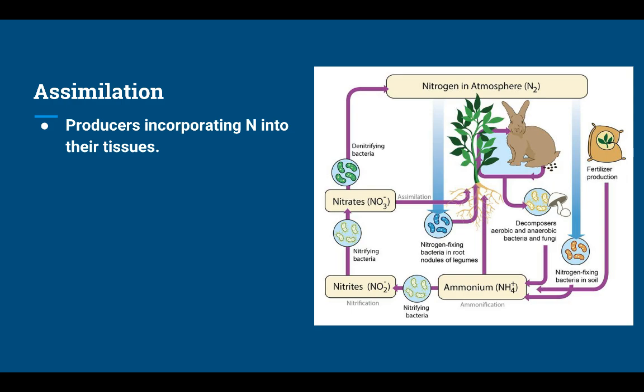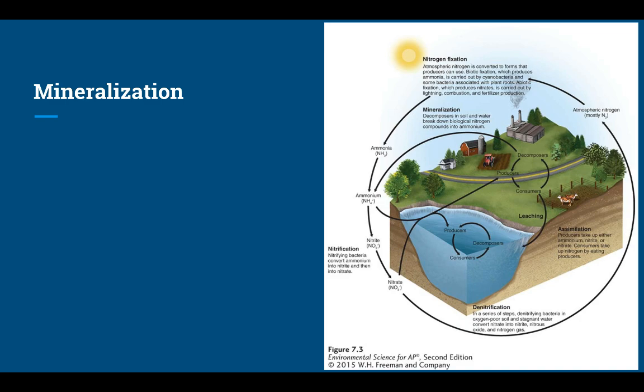Assimilation. So think to assimilate, you blend in. So nitrogen is assimilated through the food web or food chains. In this diagram, we see the rabbit eating the vegetation. So the nitrogen is assimilating into the consumer's body through consumption or eating. And that's how humans incorporate as well.